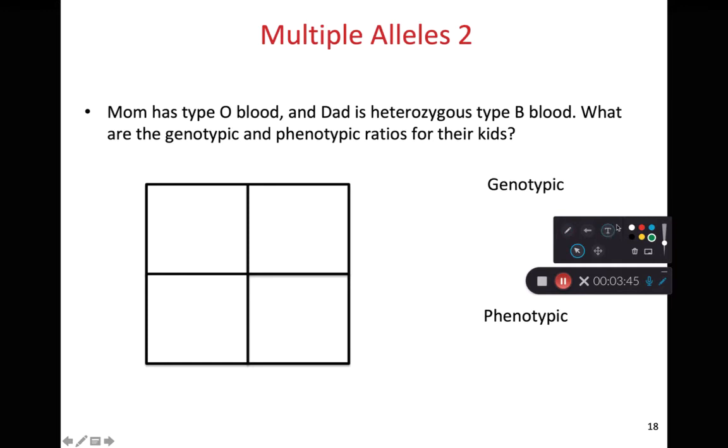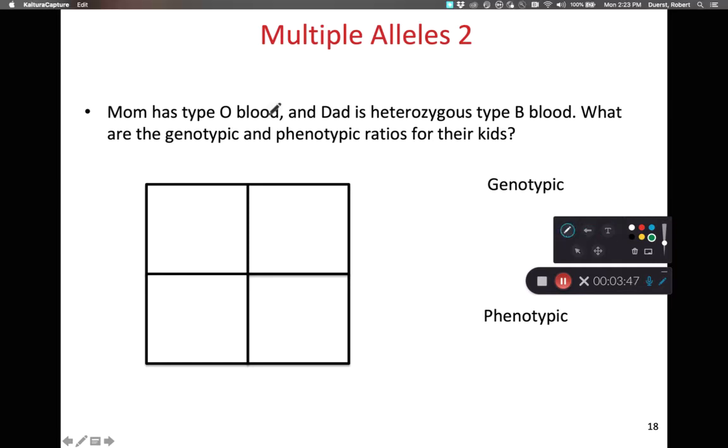So let's look at mom. Mom's blood type is O. O is the absence of the A or B genotype. So we know that mom's genetics are OO. She's homozygous recessive for O. Dad is a heterozygote for type B.